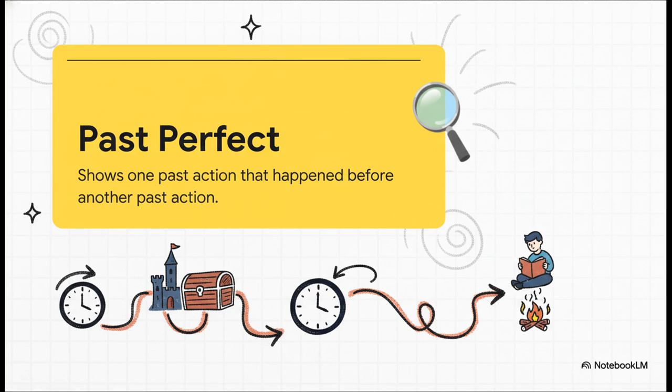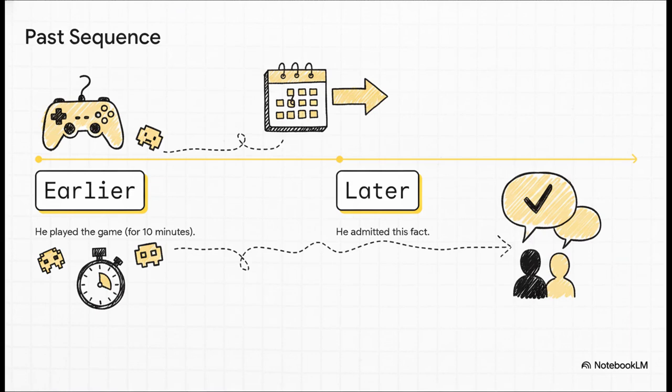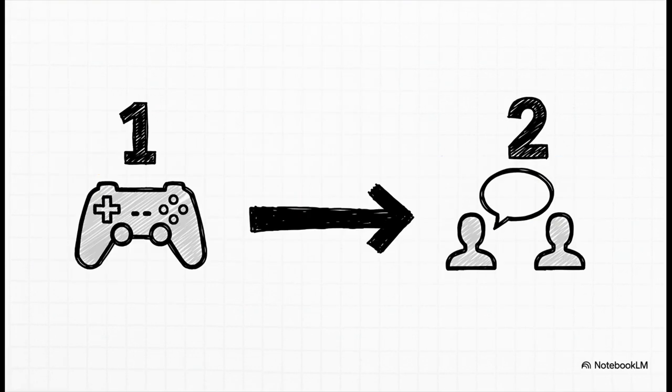All right, let's switch gears to past perfect. This one's all about telling stories set entirely in the past. Check this out. From a game review, we've got two past actions happening here. Listen close. So what happened first? He played the game. Then he admitted it. See, both are in the past. And that's the key. Had played shows the playing happened before the admitting. It makes the timeline crystal clear.